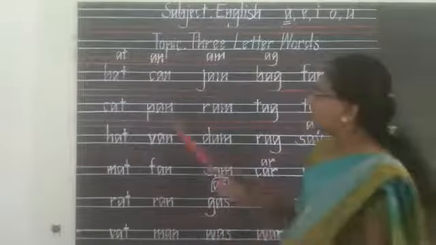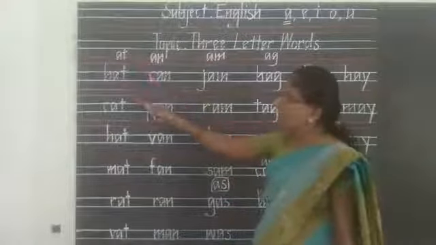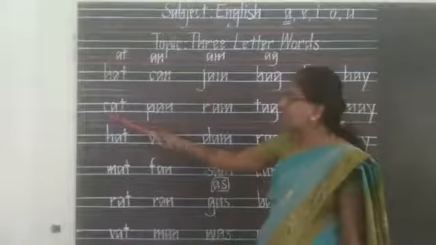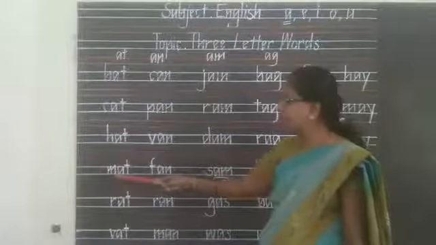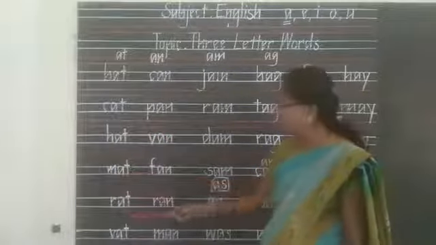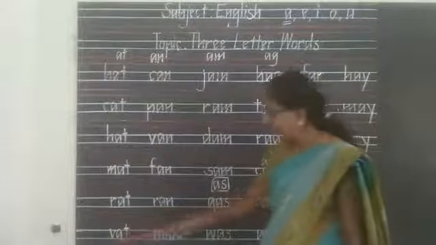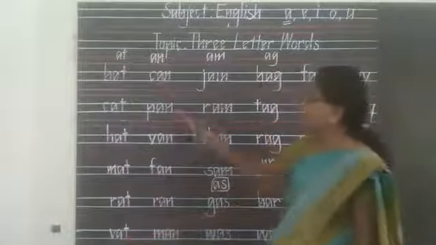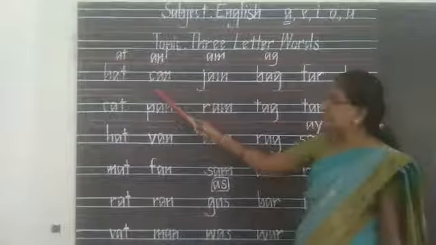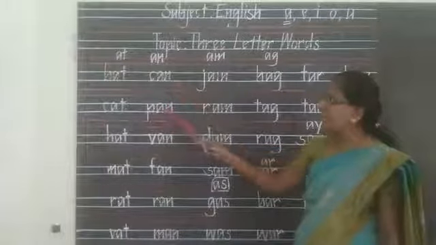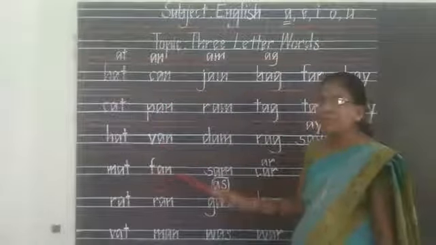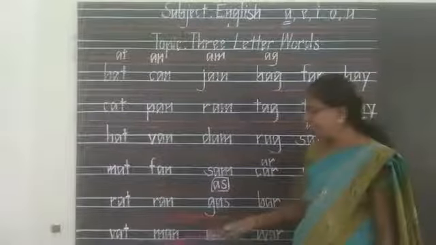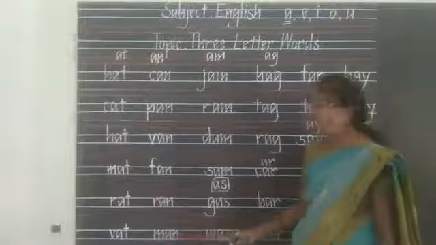Okay, children. See here. A T group of words. B A T, bat. C A T, cat. H A T, hat. M A T, mat. R A T, rat. B A T, bat. A N group of words. C A N, can. P A N, pan. V A N, van. F A N, fan. R A N, ran. M A N, man.